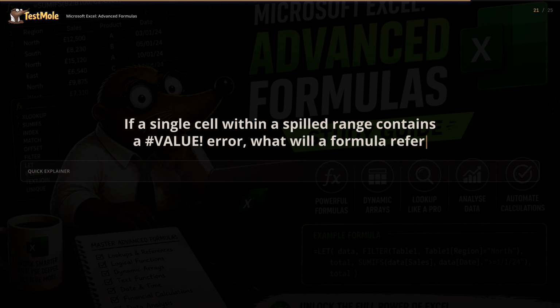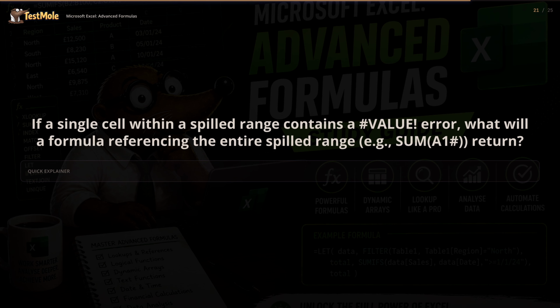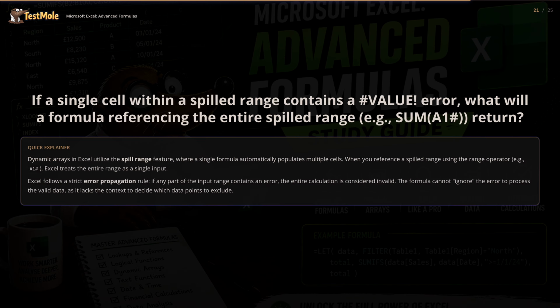If a single cell within a spilled range contains a #VALUE! error, what will a formula referencing the entire spilled range, e.g., SUM(A1#), return? Dynamic arrays in Excel utilize the spill range feature, where a single formula automatically populates multiple cells. When you reference a spilled range using the range operator, e.g., A1#, Excel treats the entire range as a single input. Excel follows a strict error propagation rule.